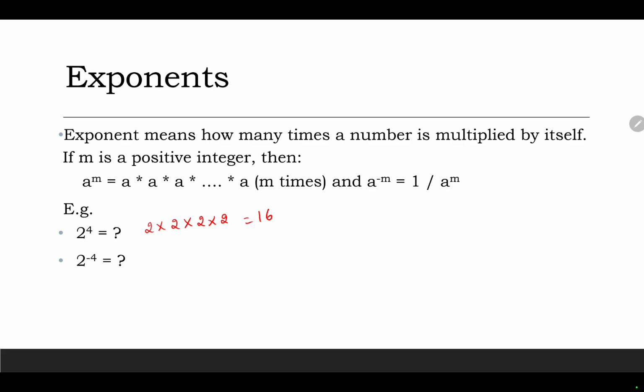Then next, 2 power minus 4. What is the meaning? It is 1 divided by 2 power 4. We can write 1 by 2 into 1 by 2 into 1 by 2 into 1 by 2. So that is 1 divided by 16. Okay, so this is the exponent.